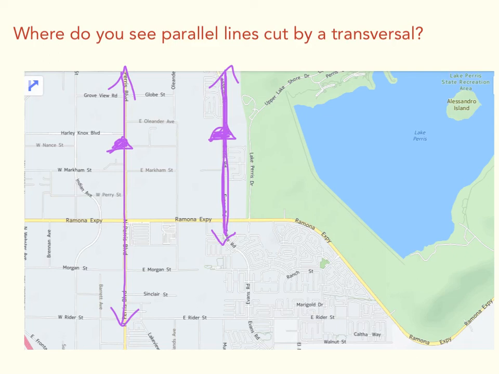Which ones are the transversals? What could be a transversal? The obvious one is Ramona Expressway. Ramona Expressway would be a transversal. If I had any other line that went through both of these lines, that would have been a transversal. And there you go.